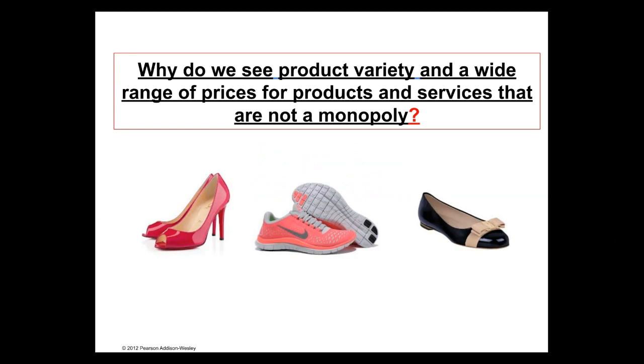In this video, we're going to talk about imperfect competition. We know that in perfect competition, we have an infinite number of sellers selling an identical product. We know in monopoly that we have a single seller selling a differentiated product, a product that's not like any other product. But sometimes we see product variety and a wide range of prices and products and services that aren't in a situation where there's monopoly.